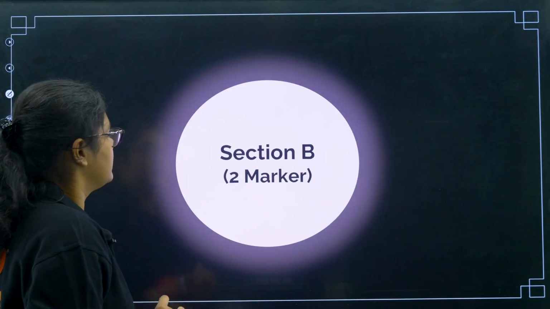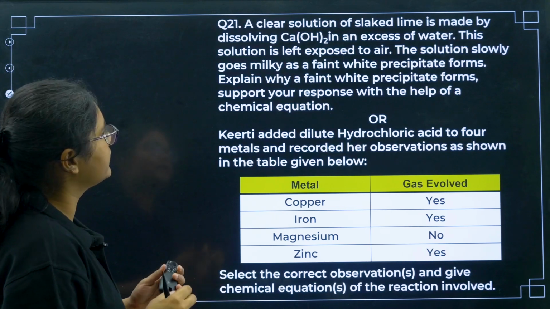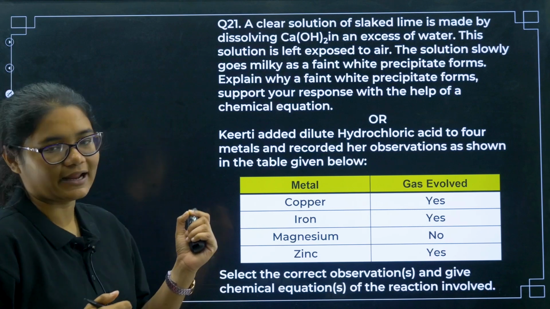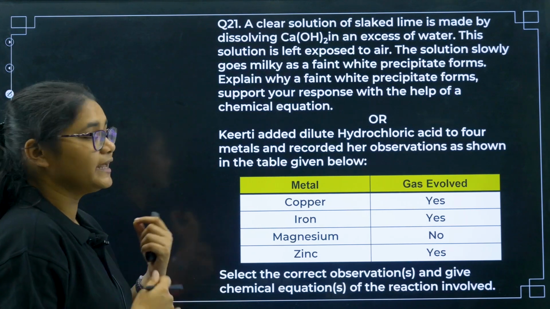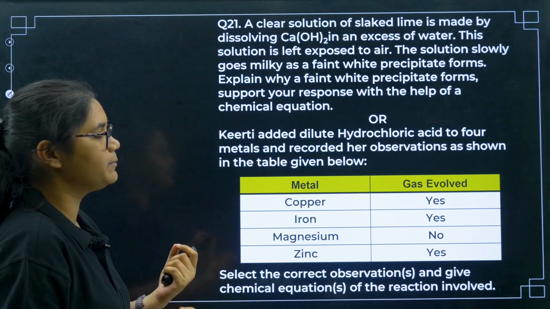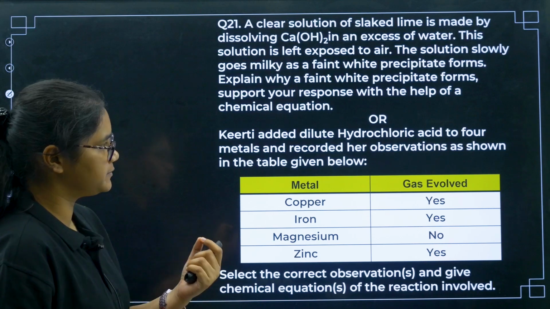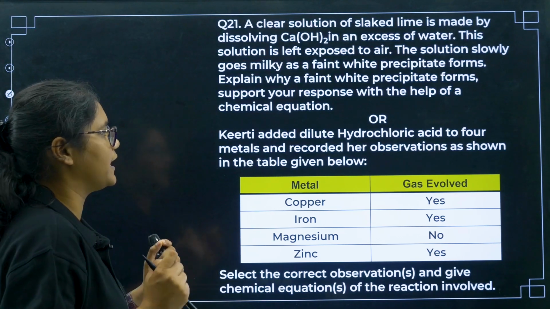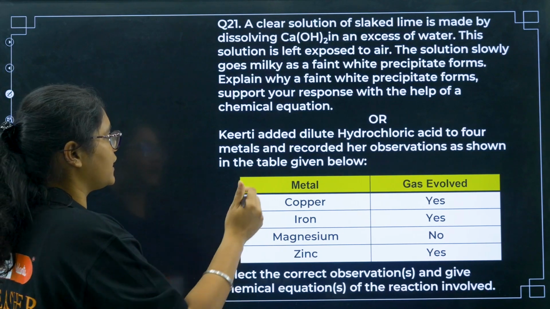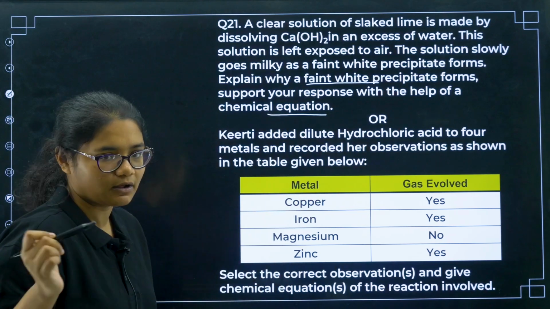Next we will go to the 2-marker questions. We have one 2-marker question: a clear solution of slaked lime is made by dissolving calcium hydroxide in excess of water. This solution is left exposed to air. The solution slowly goes milky as a faint white precipitate forms. Now explain why a faint white precipitate forms. Support your response with the help of a chemical equation. So this is a 2-marker question. First you have to write why a faint white precipitate is formed, then you have to write the equation for another 1 mark.